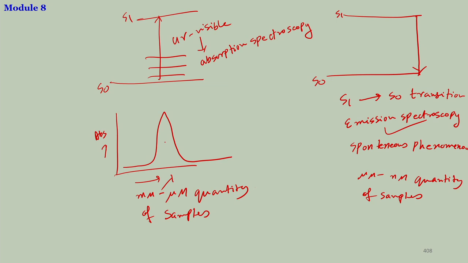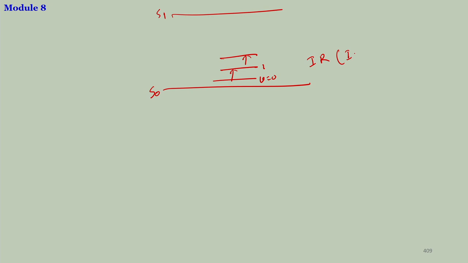So, absorption spectroscopy, emission spectroscopy, now coming to IR. Infrared, I have talked about, is about the vibrational transitions that happen within the same electronic level. Therefore, the energy is much lesser compared to an electronic transition. And since this is a transition from a lower level to a higher level, IR, infrared, is also an absorption spectroscopy.